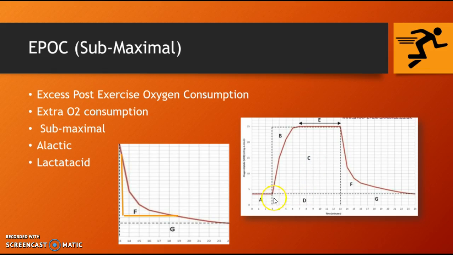Then at D, these are basically our resting values along here. So this is our resting state, like it was at A, and then now we're in exercise. C is basically the amount of oxygen we've consumed in the exercise, and then E at the top here is the amount of oxygen that's required for the exercise.